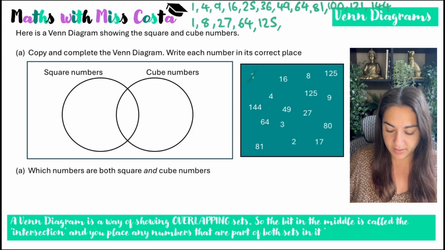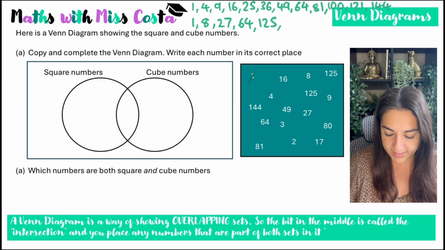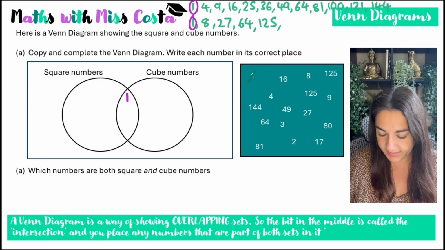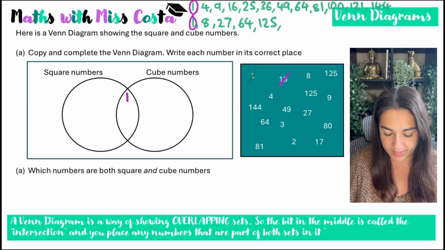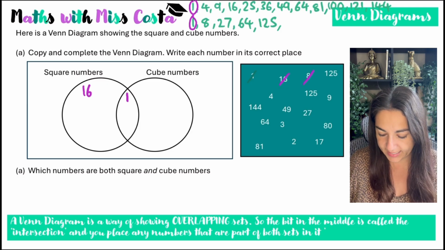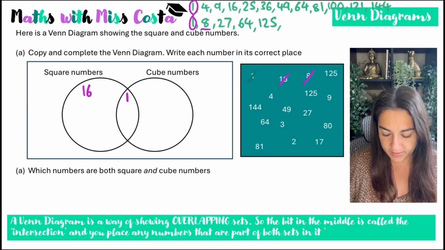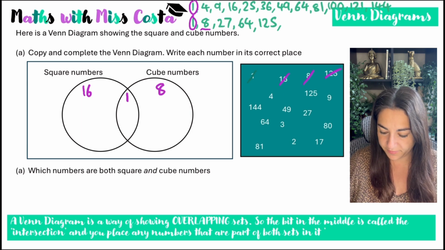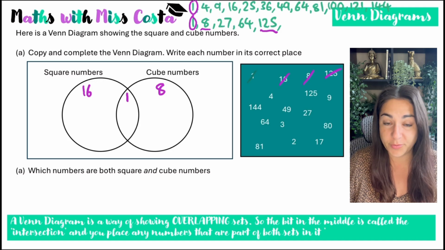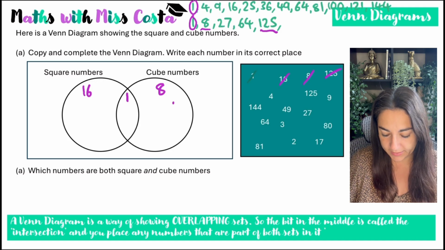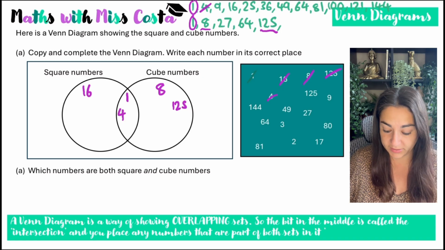So 1, hopefully you recognise that 1 is a square number and also a cube number. So it's going to go in the middle. 16 is just a square number, so I'll put it here. 8 is a cube number, not a square number though, so I'm going to put it here. 125 only appears in the cube numbers, so I'm going to put it here. 4 only appears in the square numbers, so that will be here. Actually, we can cross them out as we go along.